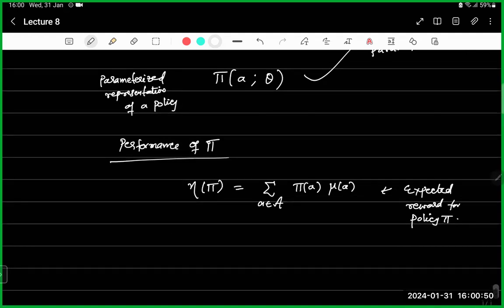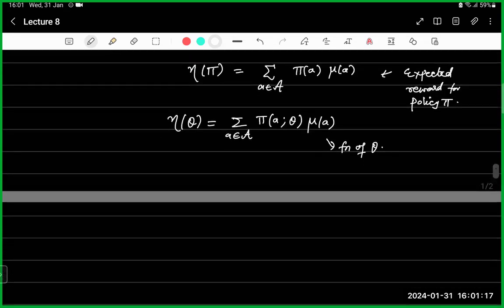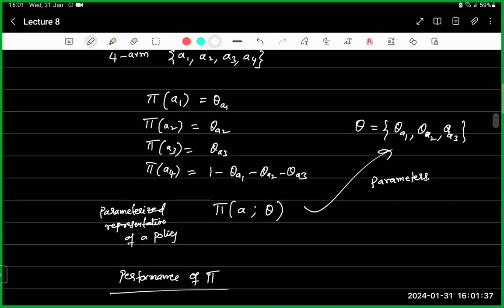And this policy is a parameterized policy, right? So now I can write this function, eta, as a function of theta. Because my policy is a function of theta, I can write it like this. Now what is my task? You have a function. You want to maximize the expected reward, right? So you just maximize this as a function of theta, with the constraint that it should be a valid policy. That's all, right? These thetas can be between 0 and 1.